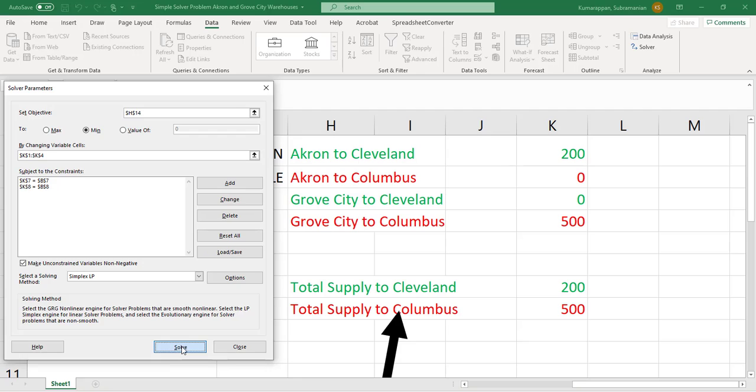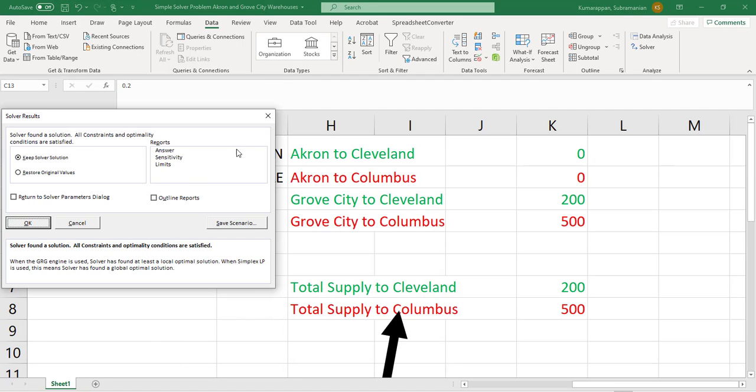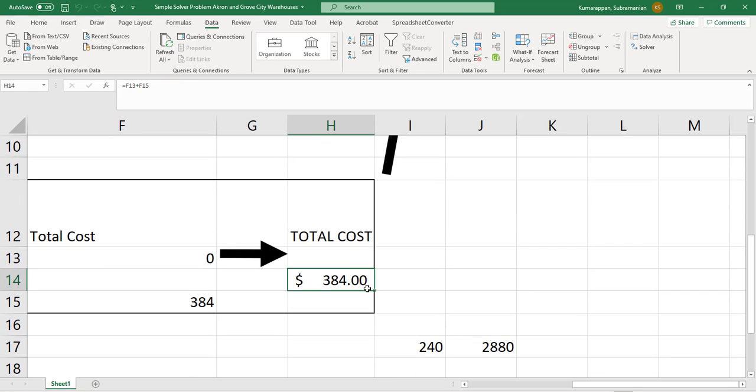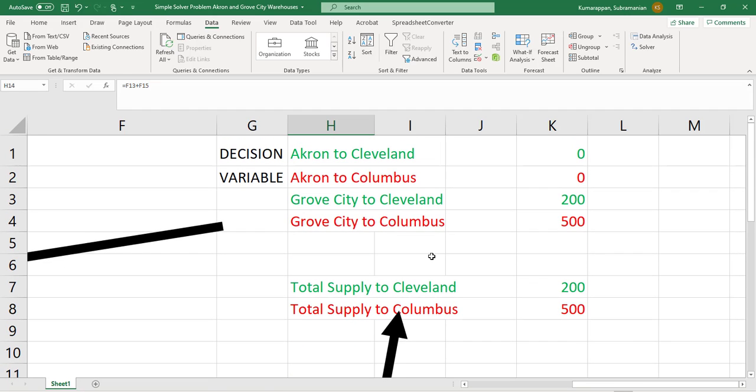Once you do that, click on solve, and what happened? Hey, things changed. Did you see that? Now Grove City is so cheap, you should be selling even to Cleveland from Grove City itself because Akron is not cheaper anymore. Now let us go ahead and see. You are able to reduce the cost by, say, from $390, you are able to bring it down to $384. Okay, so you are able to achieve cost efficiency or minimum cost by changing your decisions.